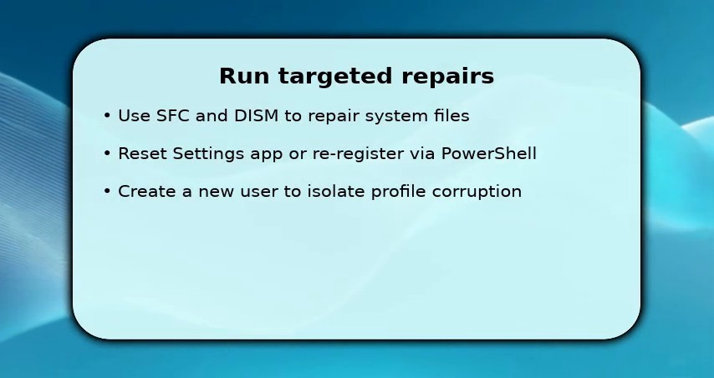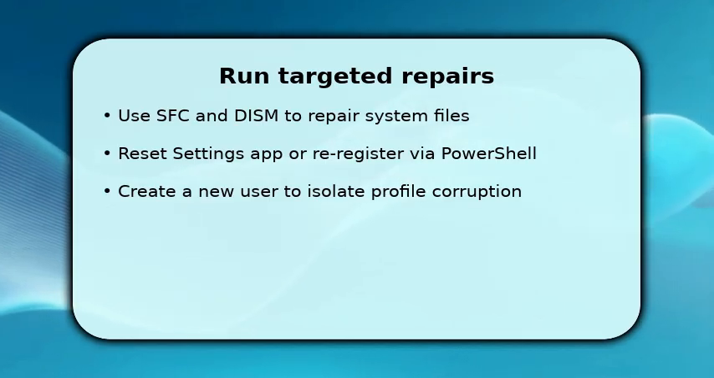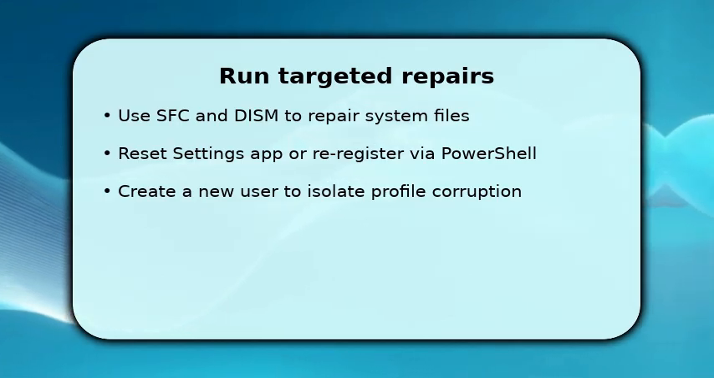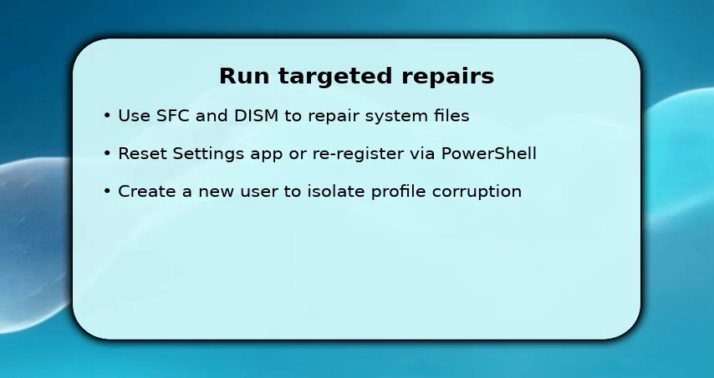You now run System File Checker and DISM to repair corrupted components. Open an elevated prompt, run sfc /scannow, then dism /online /cleanup-image /restorehealth, because these rebuild critical system files. If that fails, reset the settings app in Apps and Features or re-register it using PowerShell with the correct Add-AppxPackage command. This reinstalls app packages and fixes broken manifests.